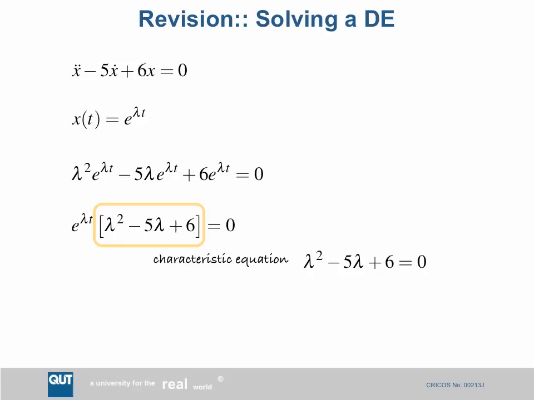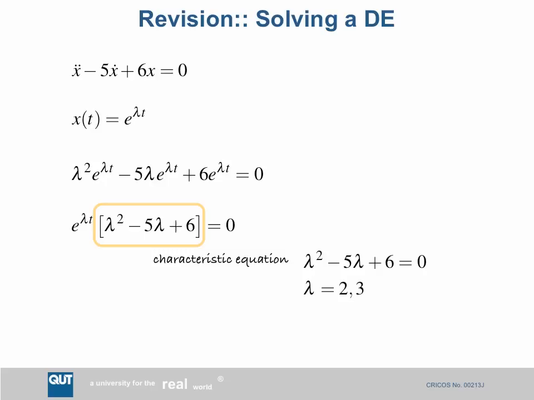So we can write lambda squared minus 5 lambda plus 6 equals 0, right? If this is true, then the solution of the equation above must be 0. It's called the characteristic equation. And you can see that the coefficients of the lambdas here are the coefficients of the x terms in the equation right at the top of the page. The solutions of that polynomial are lambda equals 2 or 3.